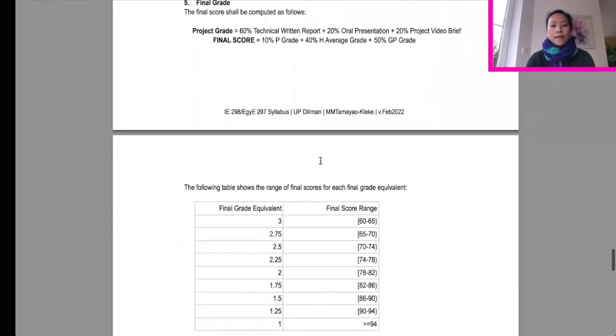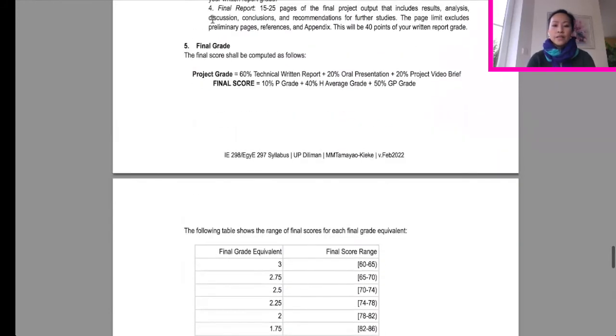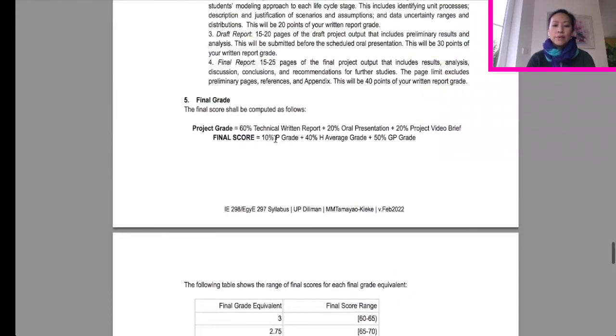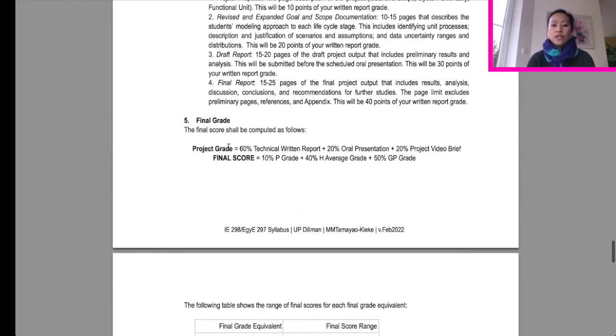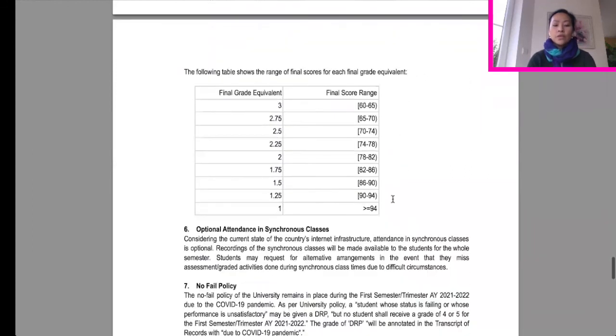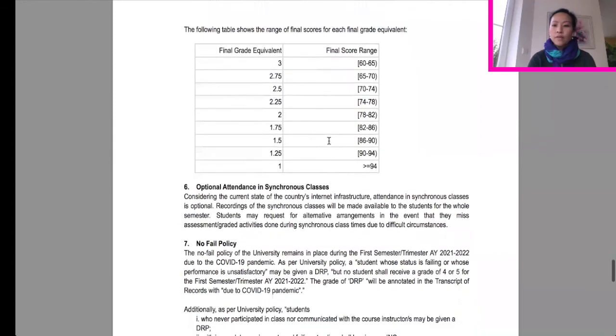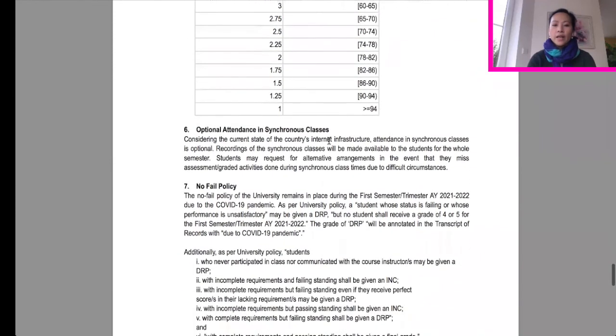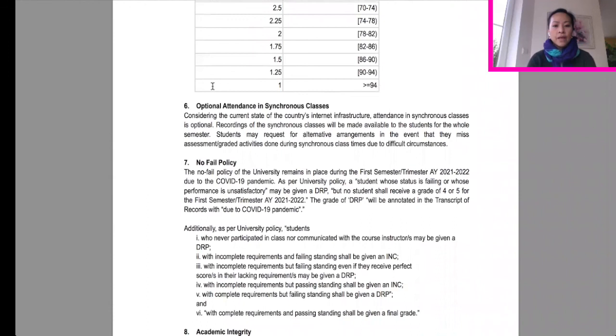Okay. For your final grade, this is how we will compute it. It's basically 10% participation grade, 40% homework average grade, and 50% group project. And your project grade will be computed as such: 60% of your written report, 20% of the oral presentation, and 20% of the project video brief. And these are the grade equivalents. Okay, if you have any questions so far, again, please message me through Oble.